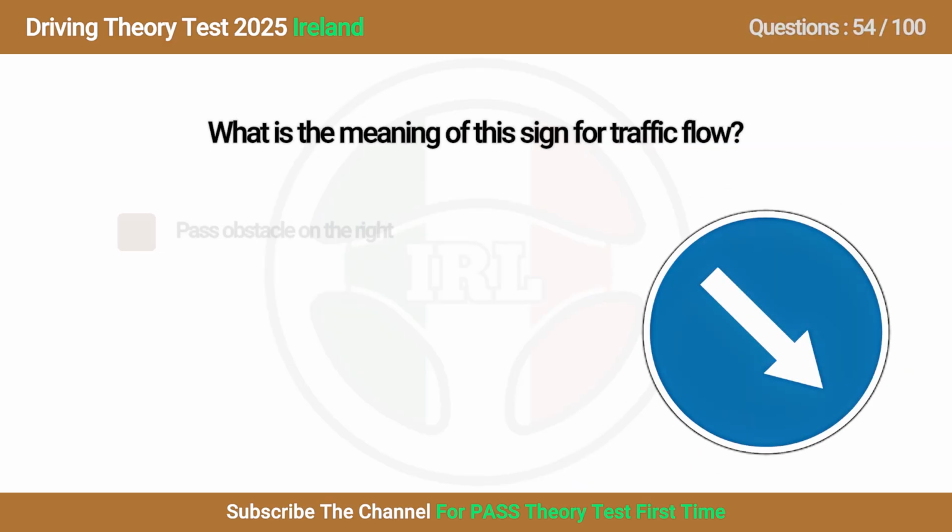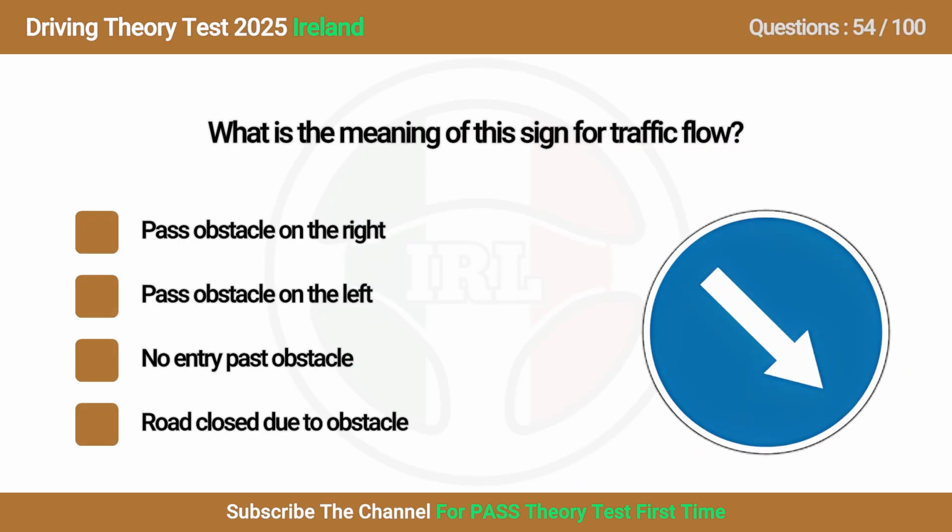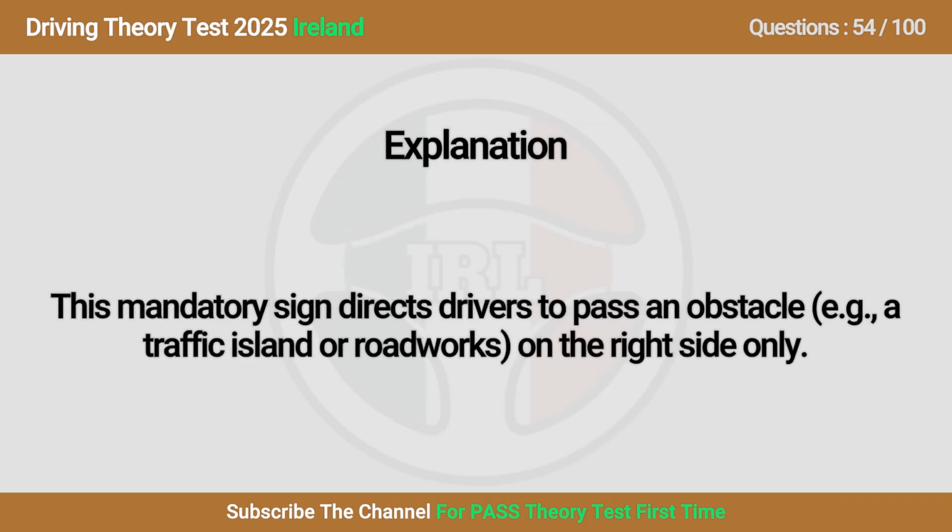Question 54. What is the meaning of this sign for traffic flow? A. Pass obstacle on the right. B. Pass obstacle on the left. C. No entry past obstacle. D. Road closed due to obstacle. Answer is A. Pass obstacle on the right. This mandatory sign directs drivers to pass an obstacle, e.g. a traffic island or roadworks, on the right side only.